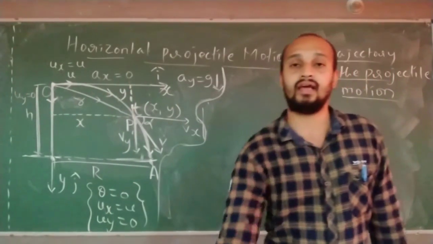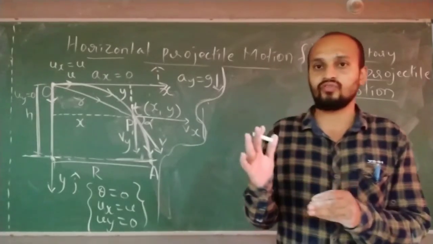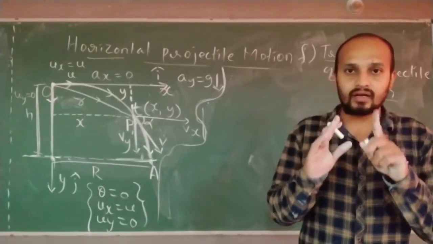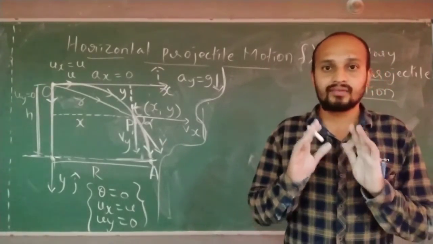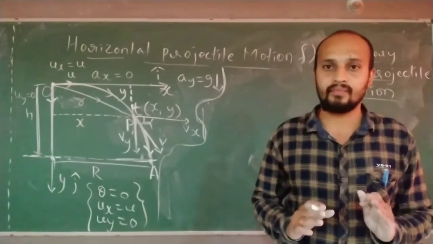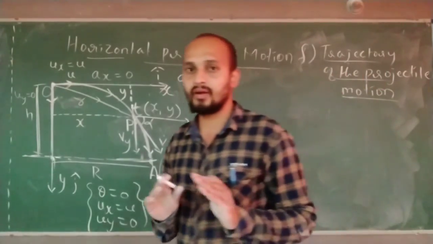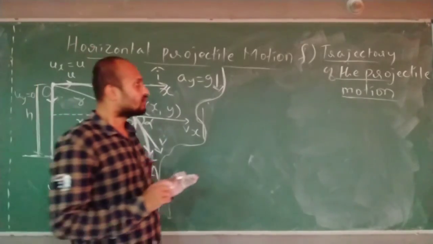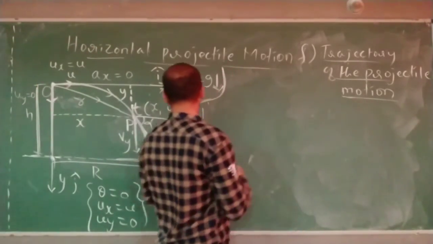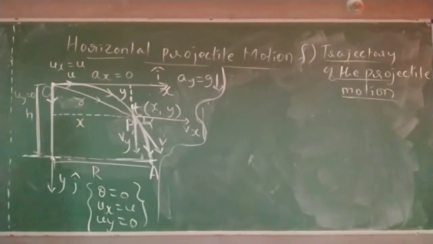Mathematically, when I am talking about the equation of the line, what am I going to find? The relation between x and y. First I will write the equation for x, then I will write the equation for y, then I will try to combine them.